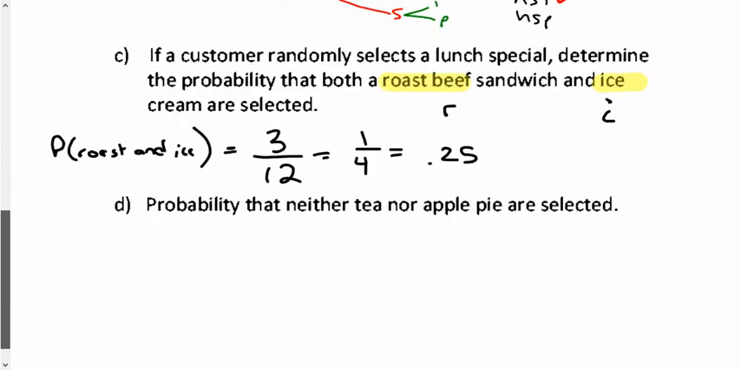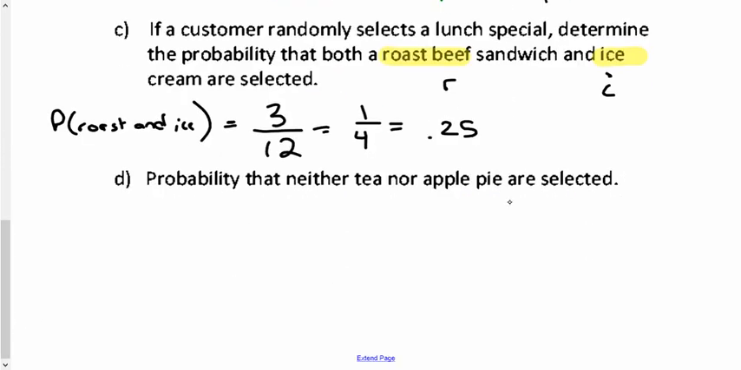So we would come down here and say the probability that neither tea nor pie are selected would be 4 out of 12, or 1/3, or 0.3 repeating, or probably okay if you just put about 0.33. All of those would be just fine, about 33%. Okay, so that's a tree diagram, and that's how we can use a tree diagram to calculate some probabilities.